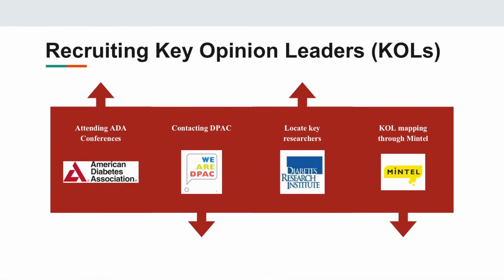And in terms of recruiting key opinion leaders, we have some specific ways to execute. First, we will be attending conferences and meetings organized by the American Diabetes Association. We will also be reaching out to Diabetes Patient Advocacy Coalition, which is DPAC, which is an organization that supports the voices of diabetes patients. We will also be locating key researchers either from universities or from institutions that focus on diabetes, especially GLP-1. Lastly, we will also be using Mintel, which is a specialized marketing research company, for KOL mapping. And we will identify medical leaders or sponsors that have released or would like to release publications.